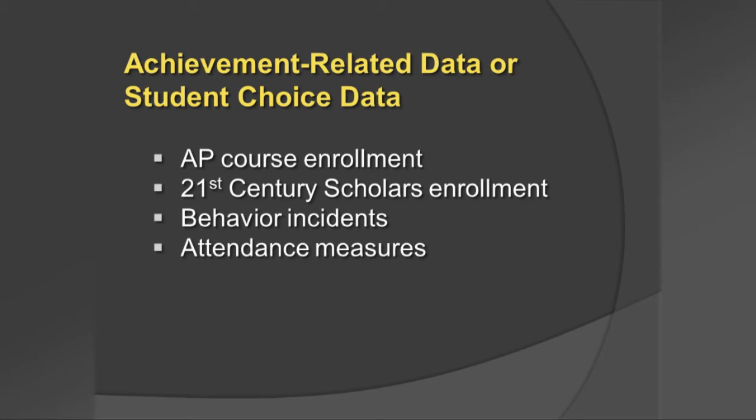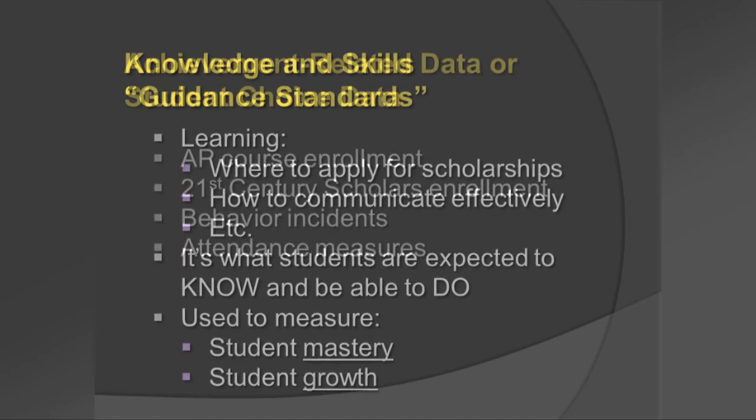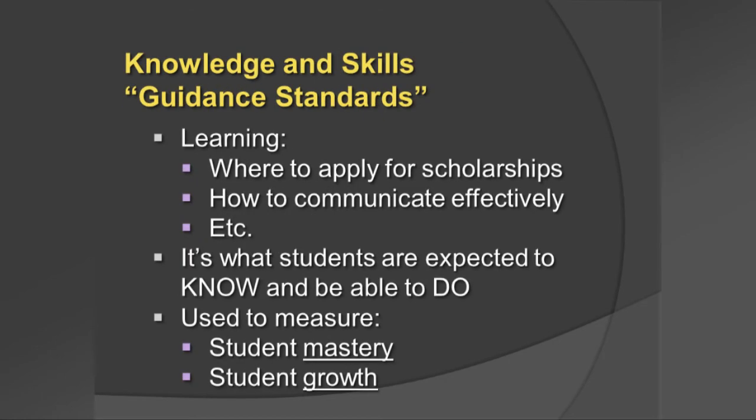Achievement-related student measures are much better indicators of school counselor, social worker, nurse, and psychologist performance. These measures are sometimes called student choice measures and could include, for example, the number of students deciding to take an AP course, or choosing to enroll in 21st Century Scholars, or choosing not to hit someone on the playground. This data is often related to student achievement, behavior, or attendance because of what the counselor, social worker, nurse, or psychologist does.